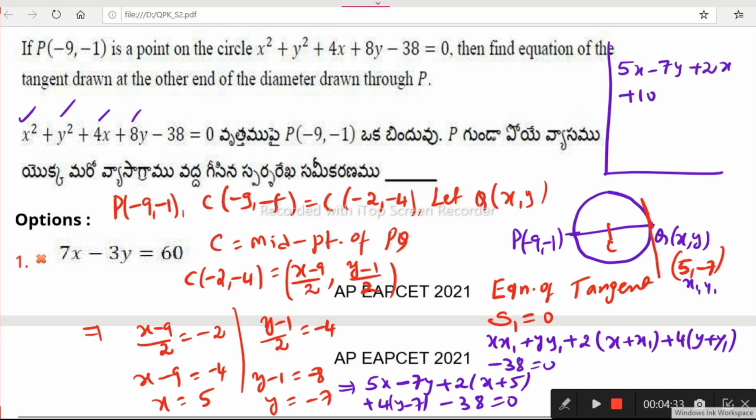With the minus 4 plus 4y minus 4, 7 is 28 minus 28 is equal to 0. Finally, 5x plus 2x is 7x. Y terms: minus 7 plus 4 minus 3y.